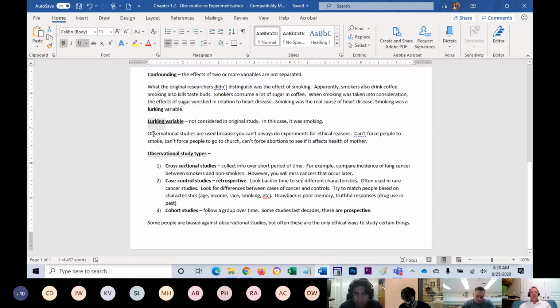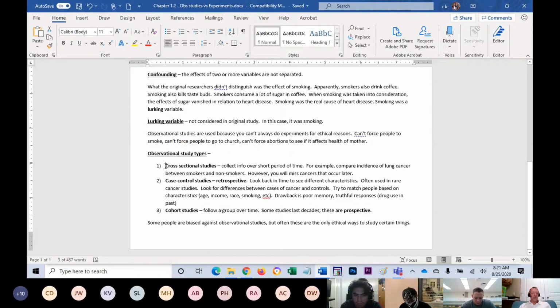So that's one of the issues with observational studies. A lot of times they're more subject to confounding, and that's why scientists generally prefer experiments, because you can control experiments a lot better. But a lot of times you can't force people to do experiments for ethical reasons. I can't force people to smoke. I can't force people to go to church. I can't force people to have abortions, to see if it affects the health of the mother. And so a lot of times we have to rely on observational studies.